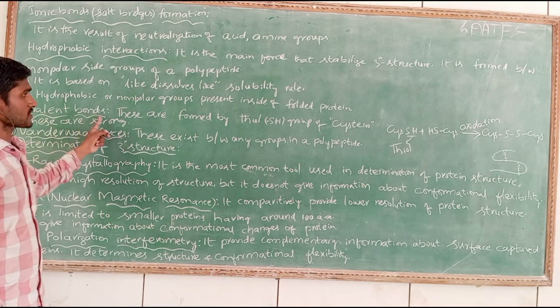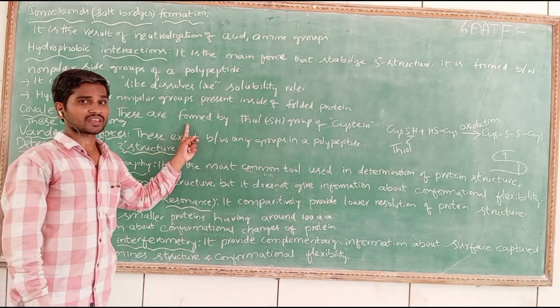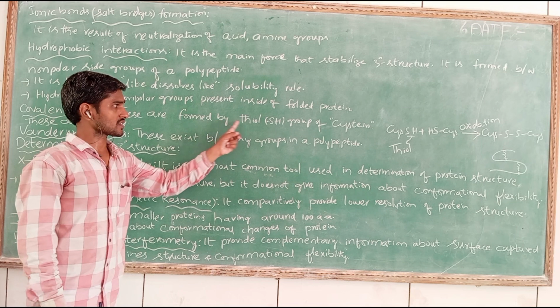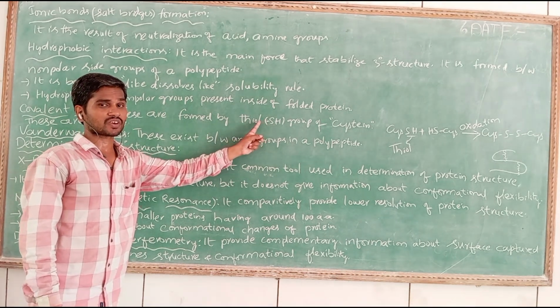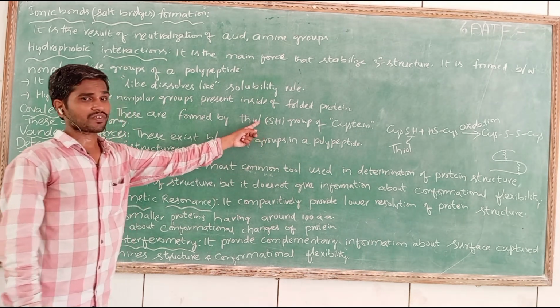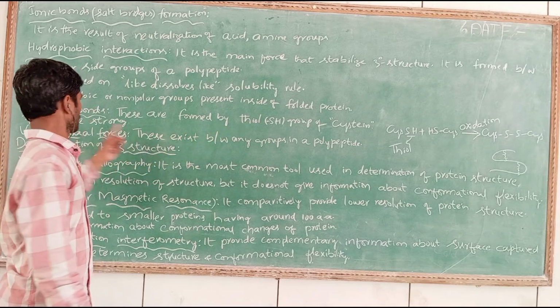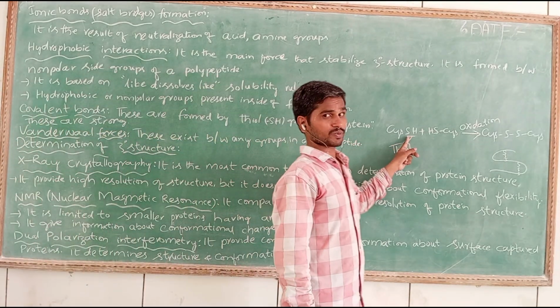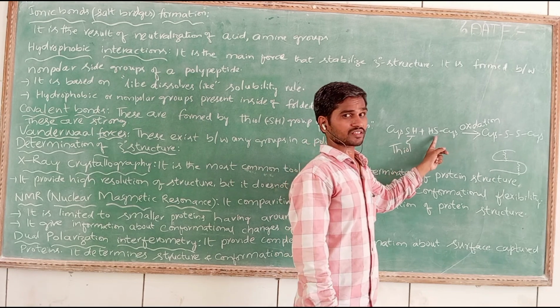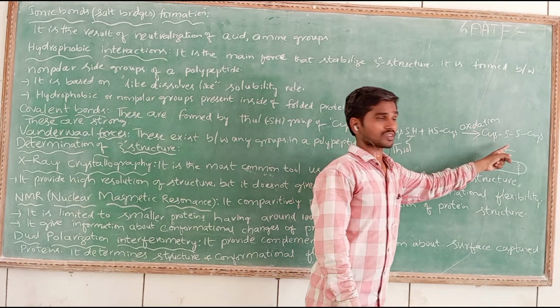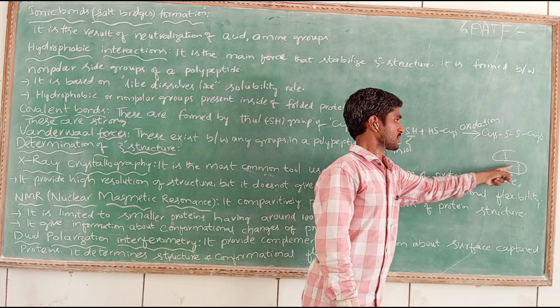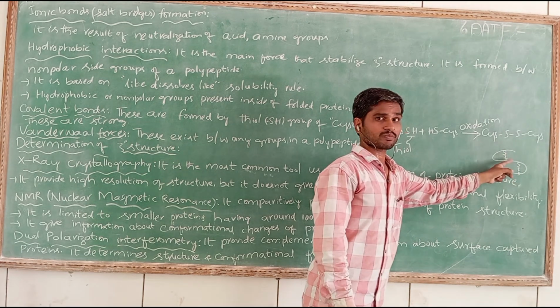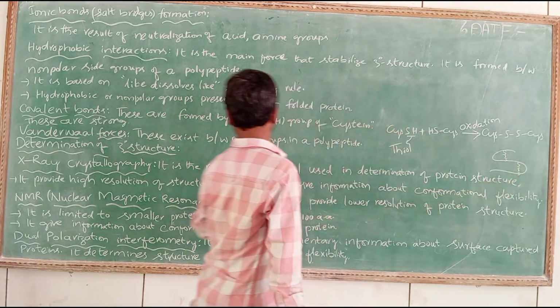And covalent bonds are formed between thiol groups of cysteine. Cysteine having an SH group is called a thiol group. So it is formed between two cysteine groups. These bonds are very strong. The other cysteine has another thiol, and upon oxidation they give a disulfide bridge. So it can be present in a polypeptide. This is one disulfide bridge, this is another disulfide bridge.